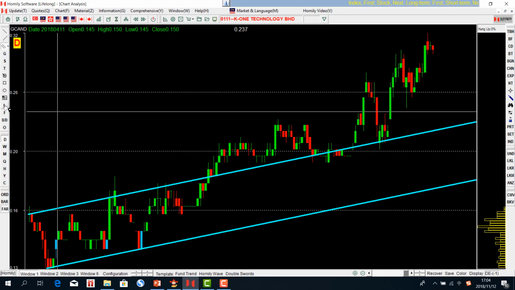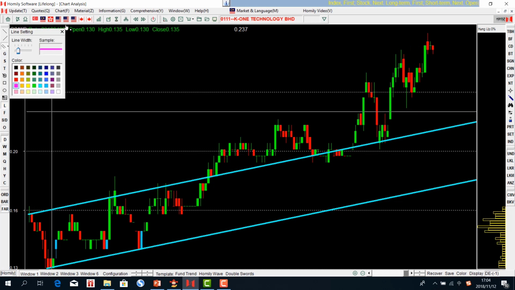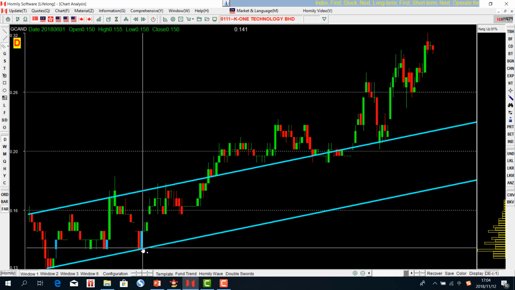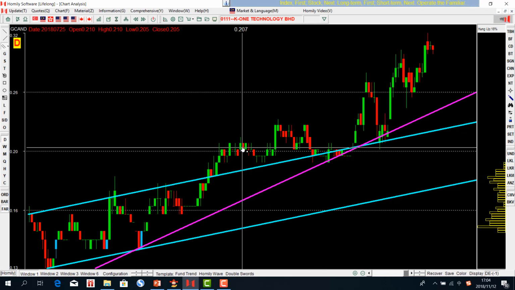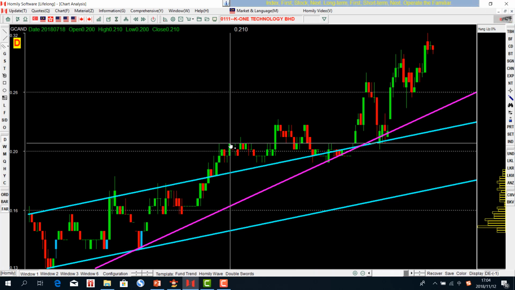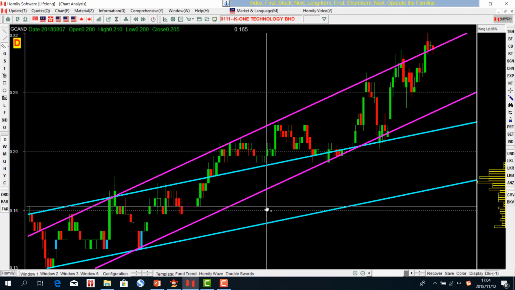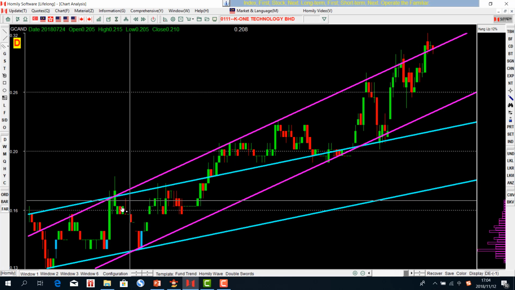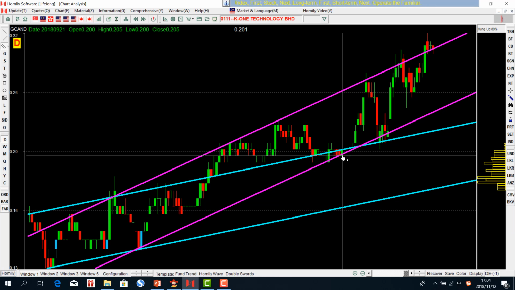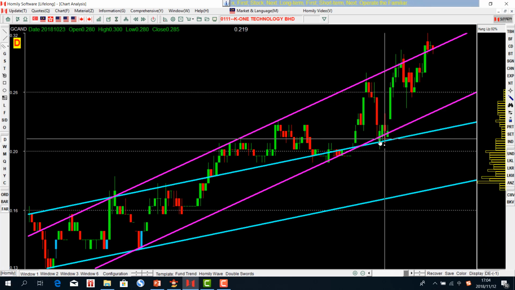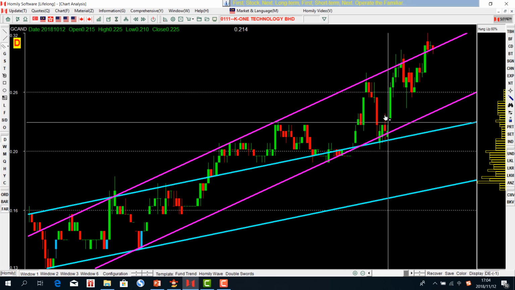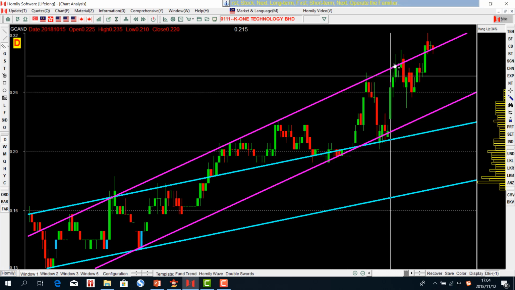We can change the color. Then we can start from this point. We draw again from the low point, connect the low point again, then at the opposite side, click once again. Then we get this new channel line. We can see this new channel line is very effective. Every time, the price is located at the channel line.